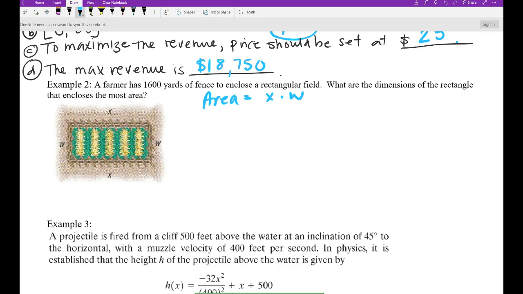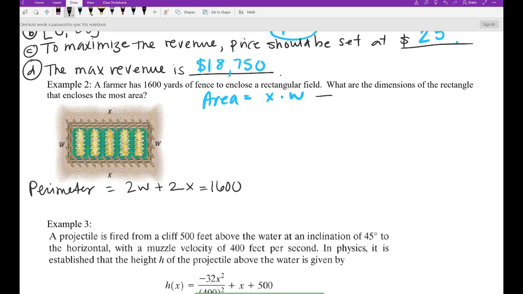Yep. And then you want to see what the perimeter is: 2 times w plus 2x equals 1600. How do you know to set the perimeter equal to 1600? Because it says that it has 1600 yards of fence. Would you agree? Yes. Awesome. Beautiful. I'm interested in the dimensions that will give me the largest area. So now what? You might have to make a system of equations.